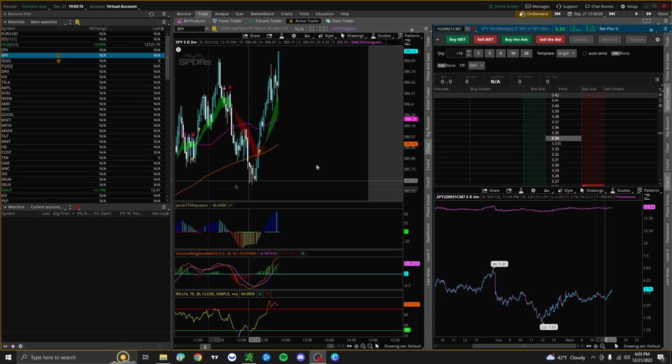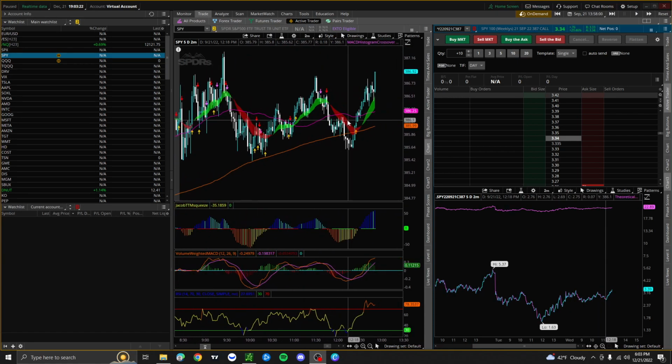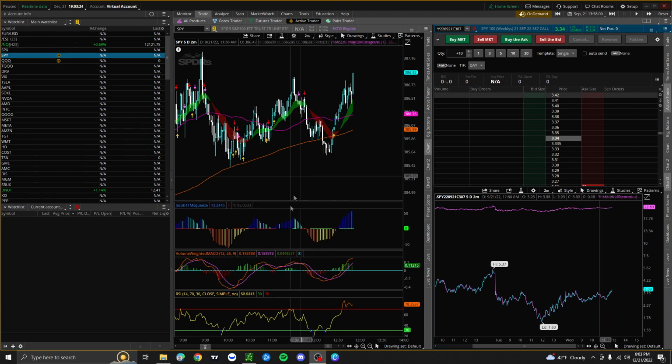All right, so we're looking at SPY here. This is the September FOMC day, September 21st. You can see throughout most of the day we had sideways consolidation. We're looking at the 2-minute chart. Right now, we're using on demand, and it is 1:58 p.m., just slightly before FOMC starts.